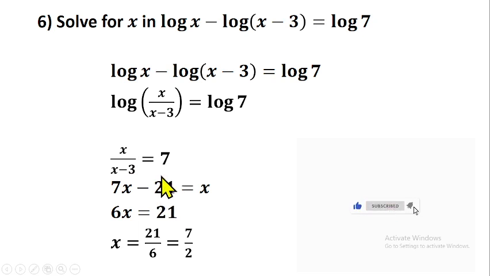So what do we have? We have 7 times x will give us 7x. 7 times minus 3 will give us minus 21, equals x. We can collect like terms here. So we have 7x minus x to give us 6x. This one comes here, equals 21. So divide both sides by 6: x equals 21 over 6. And that should give us 7 over 2. When 3 goes here, it gives us 7 over 2. You can also change this to a mixed number. That should give us 2 whole number, 1 over 2, for the value of x.